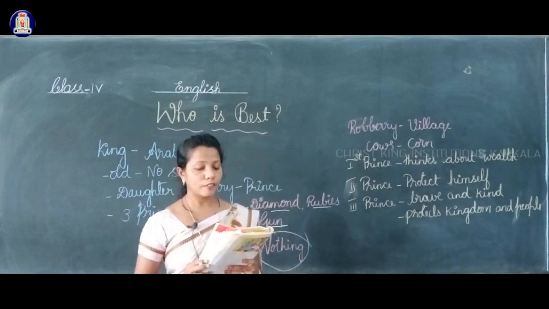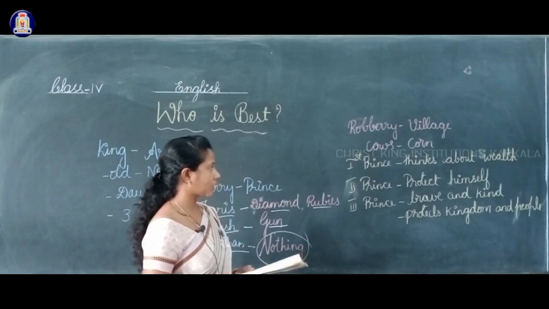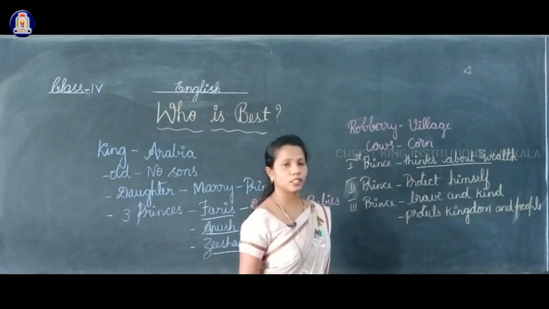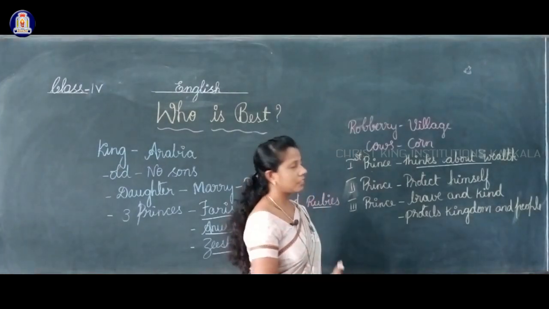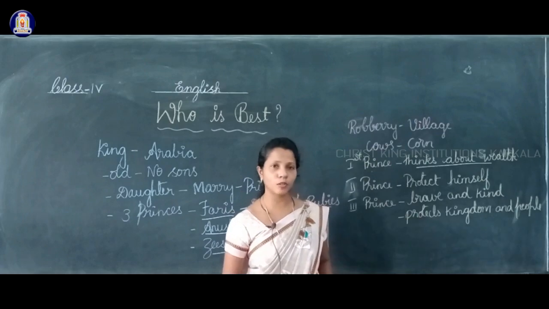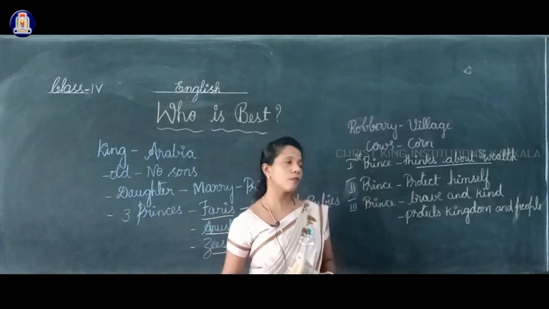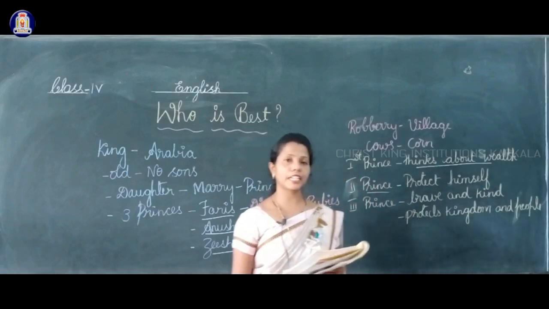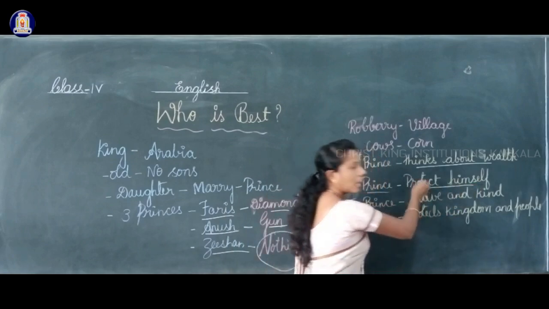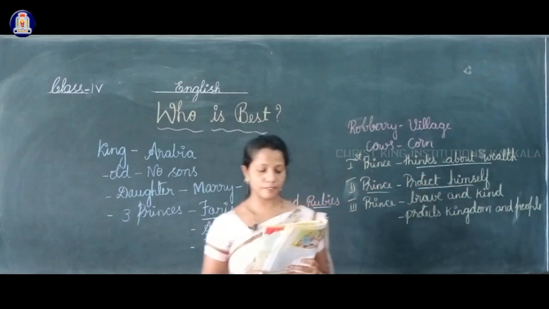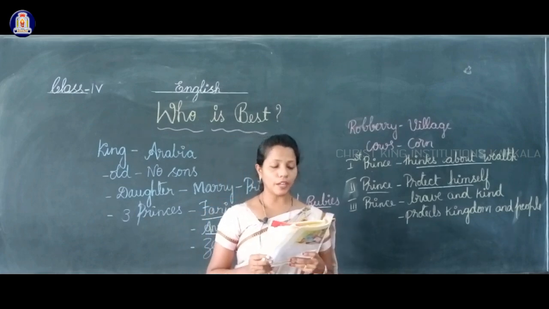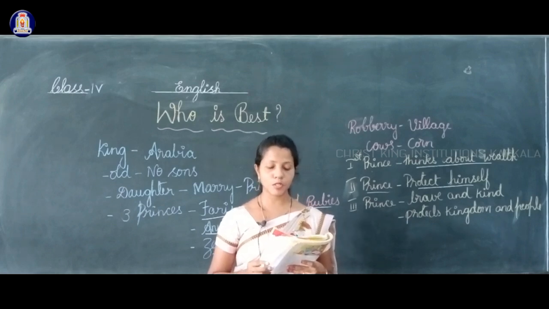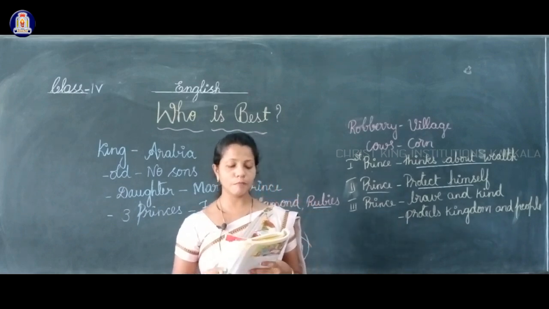The king said, the first prince thinks only about wealth. So what did he get? He brought diamonds and rubies. So he is thinking only about his life, his luxurious life, or his wealth. The second prince wants to protect himself. So he has brought a gun and he wants to protect himself. But the third one is brave and kind too. He can protect my kingdom and people. So he shall marry my daughter and rule my kingdom.